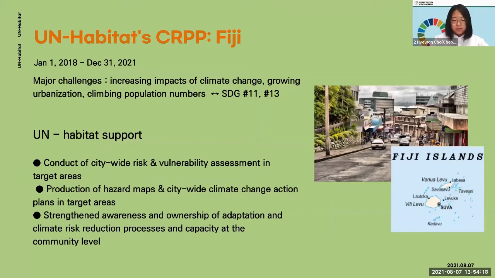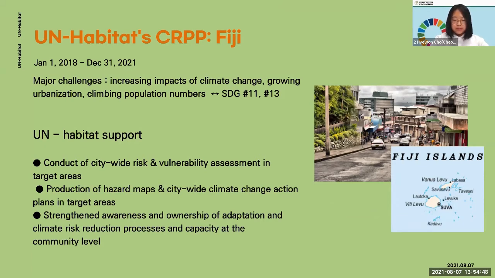Fiji is an island country in Melanesia, part of Oceania in the South Pacific Ocean. Increasing impacts of climate change, growing urbanization, and climbing population numbers are major challenges the country and its population are facing now. Also, in Fiji, 20% of the urban population lives in informal settlements in high-risk peri-urban areas. UN Habitat supports institutional strengthening at the city and community level for enhanced local climate response and resilience strengthening.